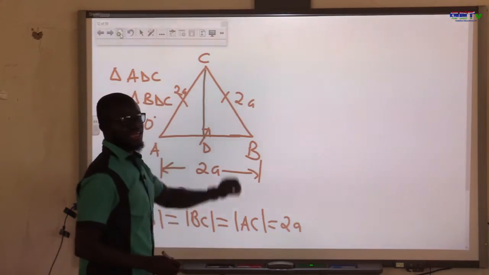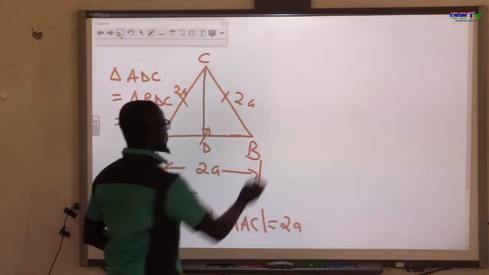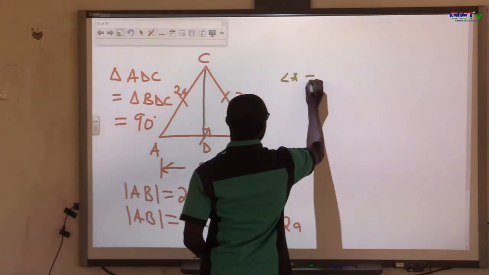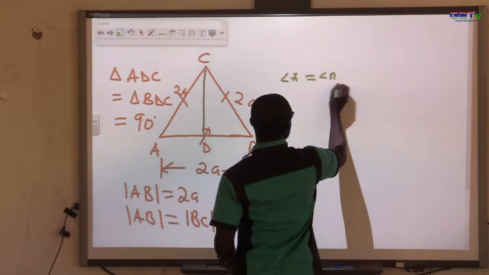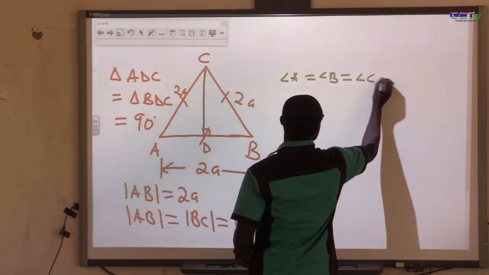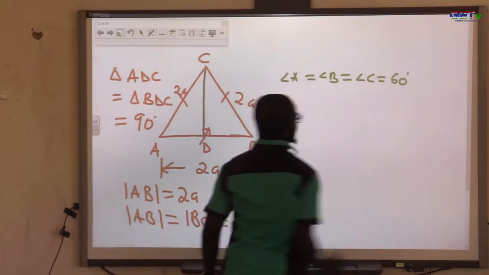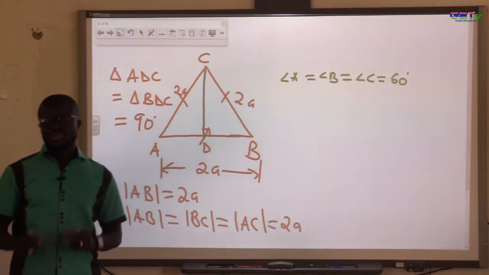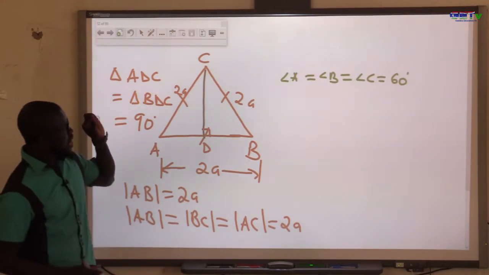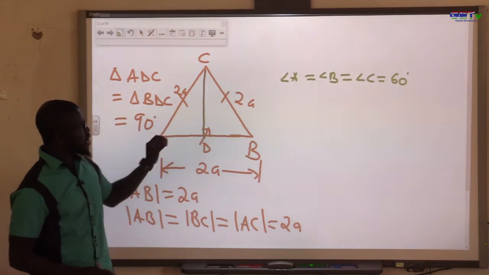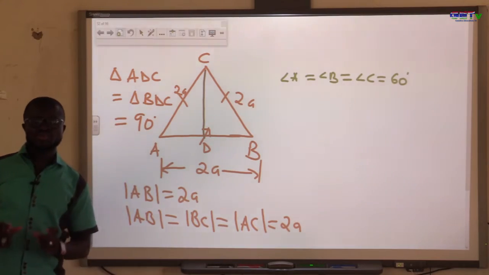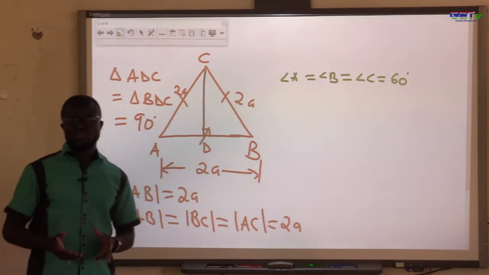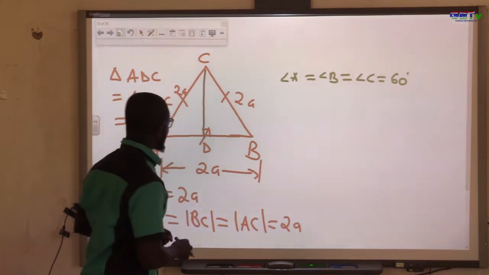Now we can show other relations from the same equilateral triangle by stating that angle A is equal to angle B equals angle C equals what? 60 degrees. Why are these three angles equal? Again, we stated that the value of each angle in an equilateral triangle is supposed to be equal to what? 60 degrees, and the sum of all three angles added together will give us 180.